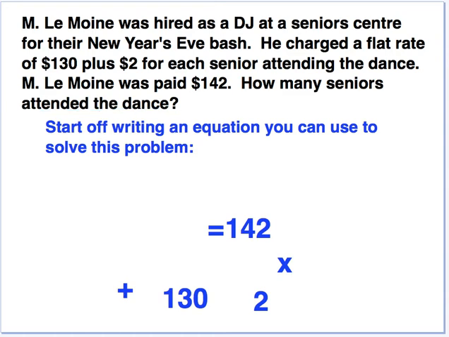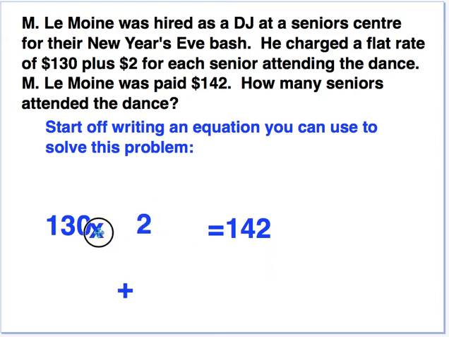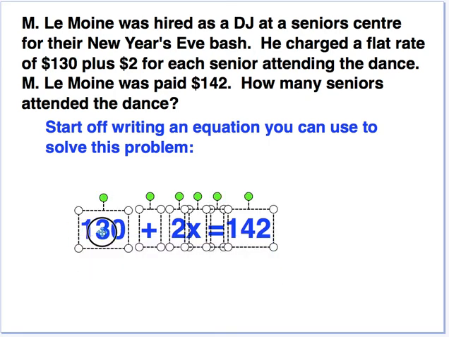All right, we've got two numbers left. We've got 130 and we've got 2. Well, the 130 is a flat rate. That means that regardless of how many seniors come or don't come, he's going to get $130. That's guaranteed, so that one has no variable attached to it because it doesn't depend on the number of seniors that show up. What does depend on the number of seniors is the $2. He gets an additional $2 per senior who shows up at the dance. So your equation is going to look like this.